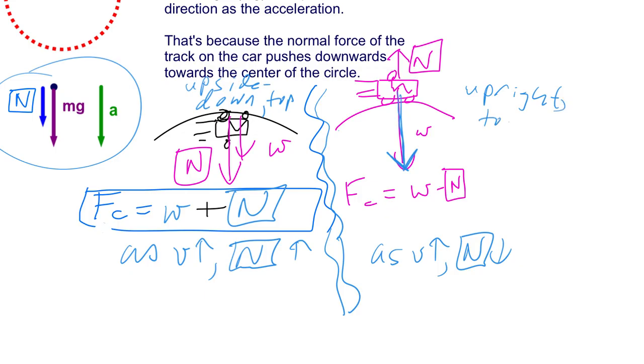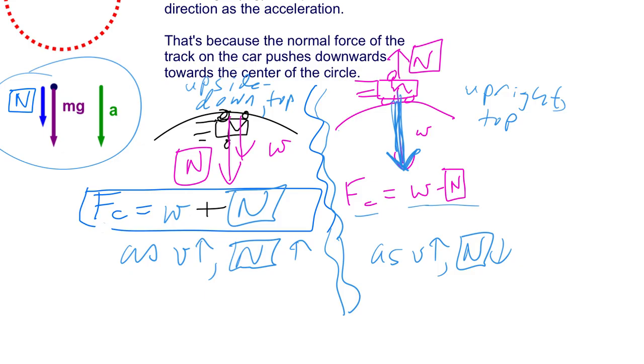Upright at the top, like we usually experience in our car, going over a crest in the road. Okay, so the difference is, let's look at the old one. The weight has to be bigger than the normal force to keep you going around the circle. So the centripetal force is equal to the bigger one minus the smaller one, weight minus normal force. As you go faster at the top of the hill, when you're upright, the normal force decreases.